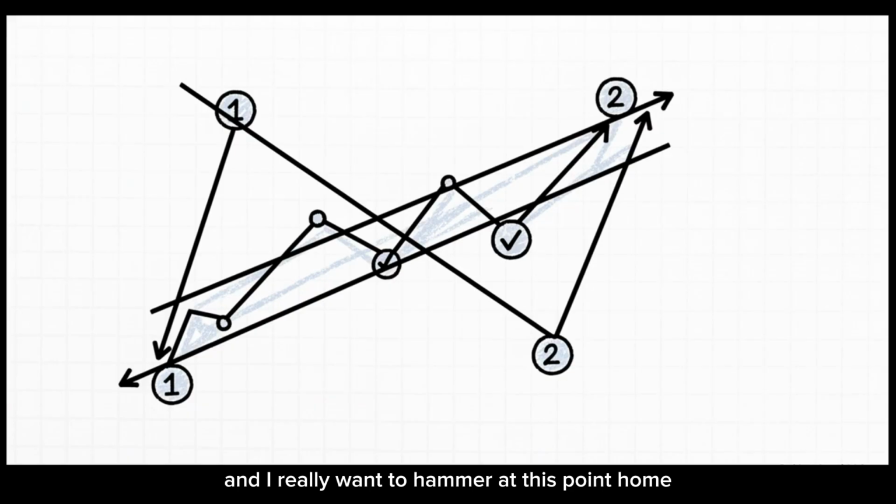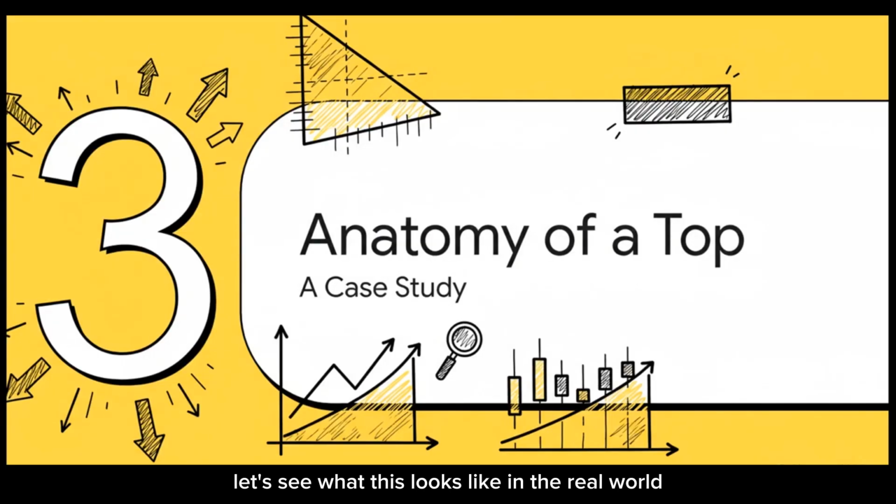And I really want to hammer this point home. To be sure you're looking at a real pattern, you absolutely need at least 2 touches on that top line, so 2 higher highs, and at least 2 touches on the bottom line, 2 lower lows. That's the bare minimum. Anything less, and it's not a confirmed pattern yet. All right, enough theory. Let's see what this looks like in the real world. We're going to break down a classic example and see how this whole thing unfolds piece by piece.